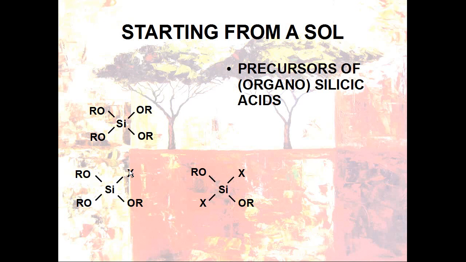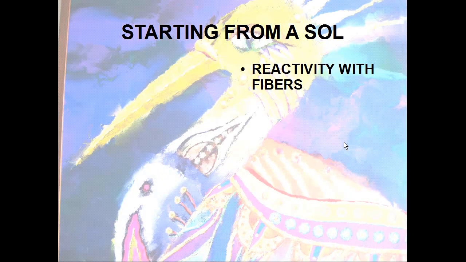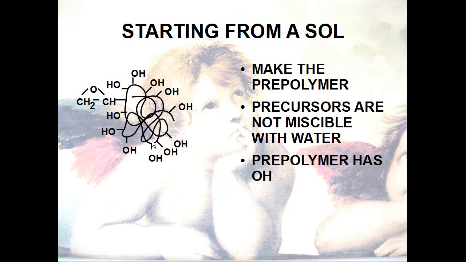X are other groups that will impart special properties to our polymer. Maybe they could impart reactivity. We just put a reactive group, a group able to make chemical bonds with other substances or substrates. But let's start making the sol.